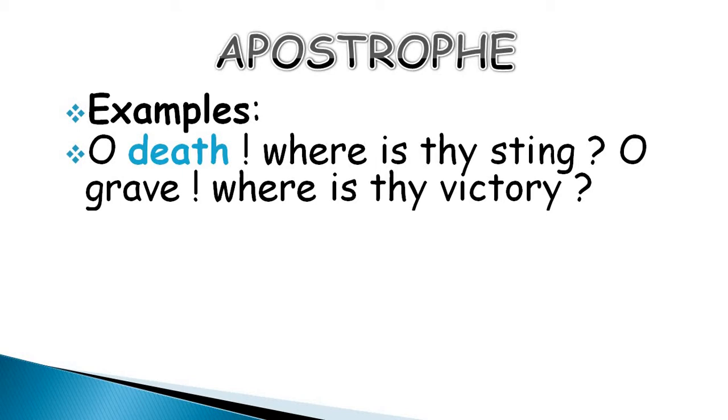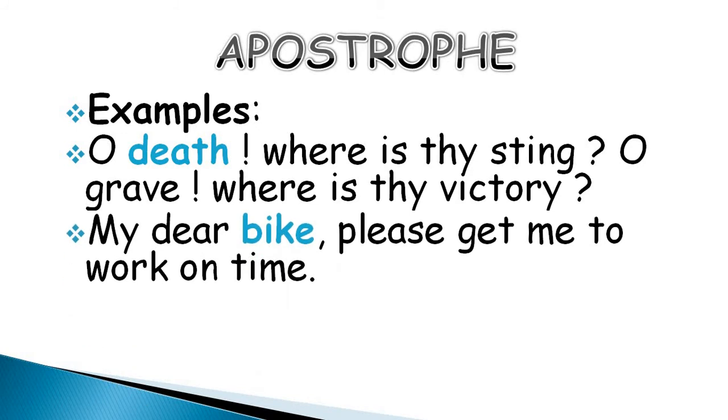In personification, you will be giving human qualities to death or inanimate objects. In apostrophe, you are directly addressing those personified objects. My dear bike, please get me to work on time. Here you are directly addressing the bike and talking to the bike.